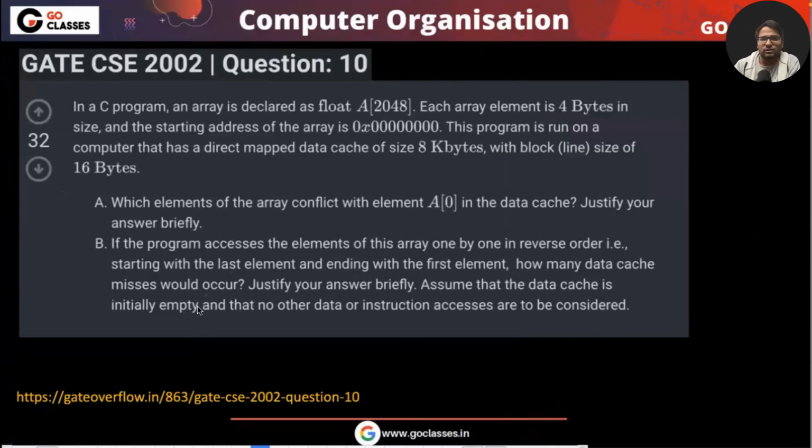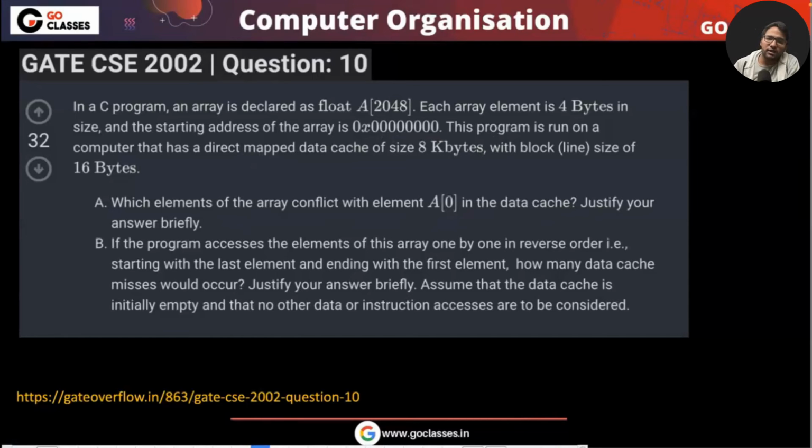Let's now see this question. So what they're saying, in a C program, an array is declared as float, 4 bytes, and the starting address is this. The program is run on a computer that has a direct map cache with this block size. Which array element conflicts with A0 in the data cache? Okay. So do you want to solve this?